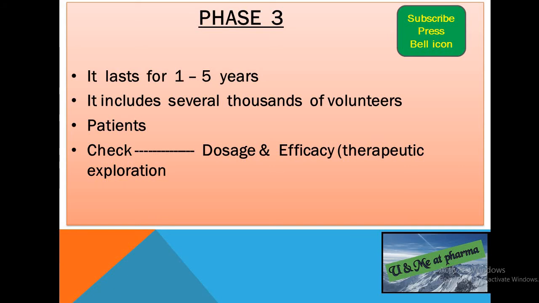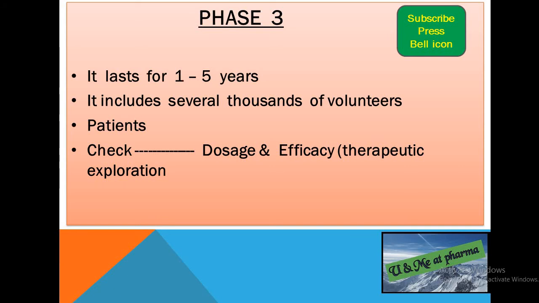And what we check here is, even in the second phase we check efficacy, and even in the third phase we check efficacy. Here we check dosage and efficacy, which is a therapeutic confirmation actually. It's not exploration, it's confirmation. So we will confirm in this phase 3 that yes, this drug has this activity, and it is getting confirmed at this phase 3 level.